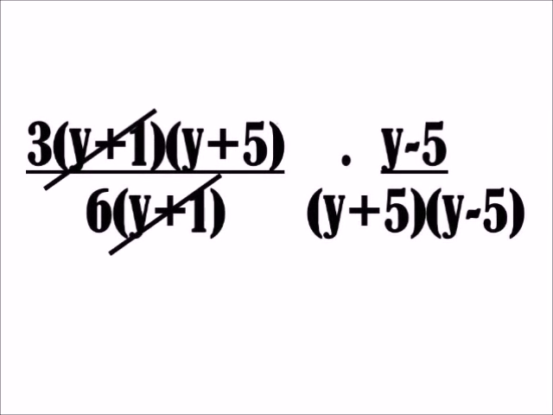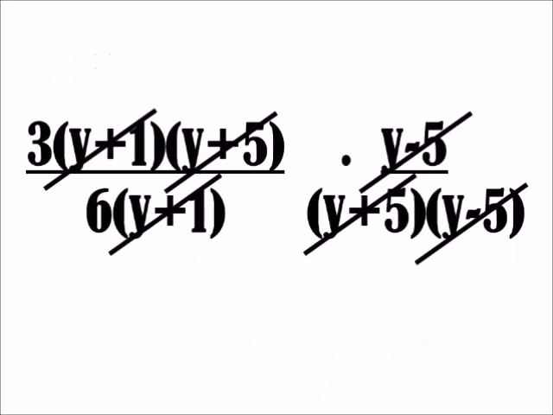y minus 5. On the multiplicand, they have both y plus 1 on their numerator and denominator, so we will cancel it. Then, on the multiplicand, y plus 5 have the same value on the multiplier y plus 5, so we will cancel it also.